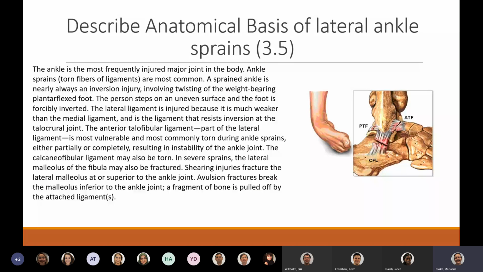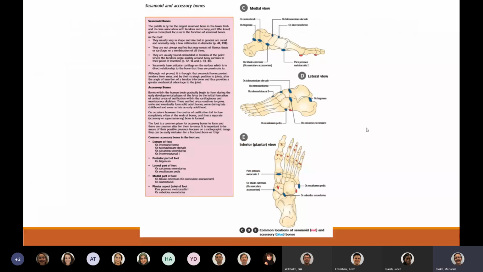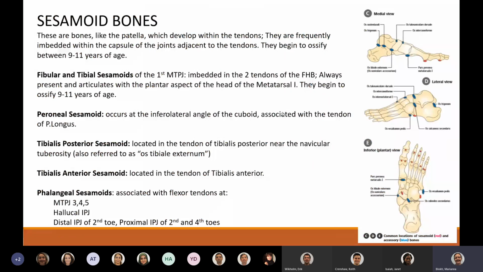Anatomical ankle sprains we talked about: the weakest is the ATFL, then the CFL, and the strongest is the PTFL. You can read about it here. Okay, accessory bones and ossicles. This is from your McGlamry's. This is a picture, but basically I included the back of Dr. Dickey's osteology. I just pointed out the sesamoid bones.